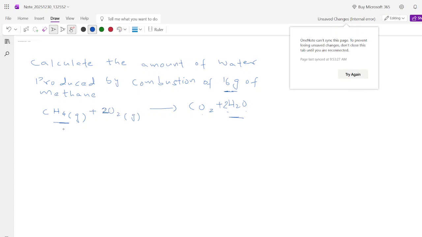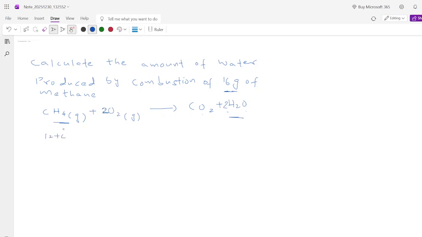Now calculate the molar mass of CH4. Carbon is 12 plus hydrogen is 4, because one hydrogen is approximately 1, which is basically 16 grams of methane. He's asking for only 16 grams of methane, so already in the balanced form, we have 16 grams of methane. Let's see how much water we will get over here.